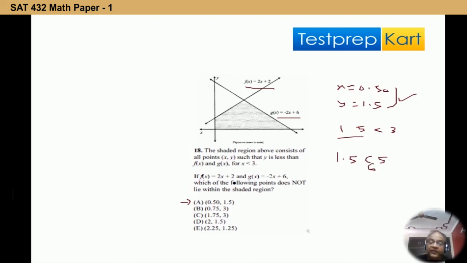Therefore, you can say that this point lies within this shaded region. Likewise, if you take the second one, B, you can verify that it is also well within this region.